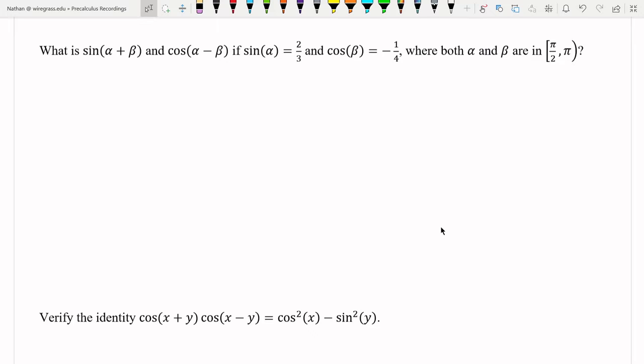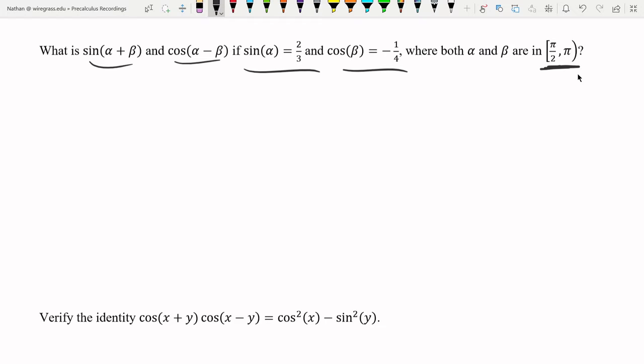Now, what is sine of alpha plus beta and cosine of alpha minus beta if we know this is the case and both of these are contained within this interval, which is the second quadrant?